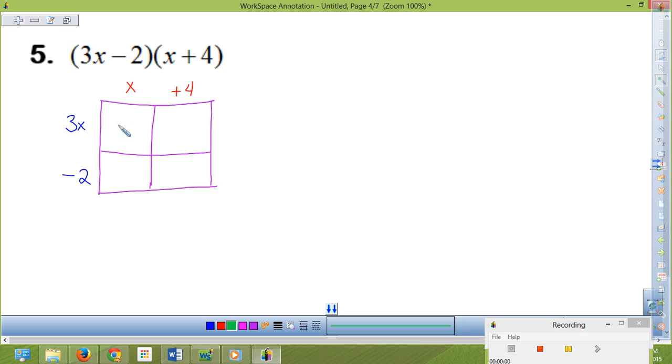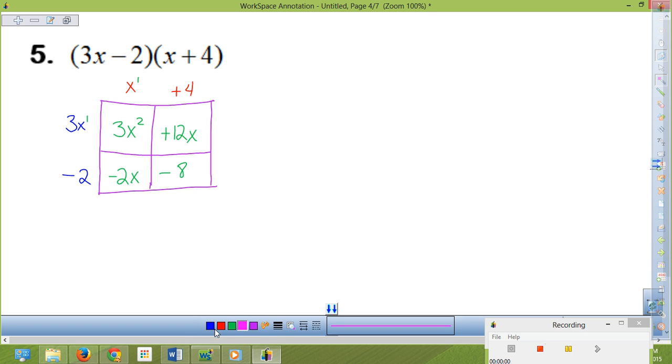Okay? We'll multiply 3x times x. Well, 3 times 1 is 3, and then we have 1x here and 1x there, makes 2 x's in the box. 3 times positive 4 is positive 12. We have 1x here and no x there, so there's another x. We have negative 2 times an x here, which is negative 2, and then there's an x. And then notice how neither of these have an x, so you'll do negative 2 times positive 4, which is negative 8.